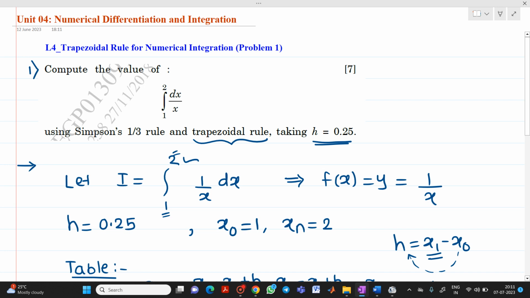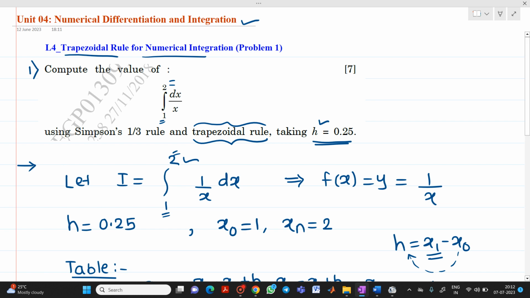In this video lecture, we are going to discuss a topic from numerical differentiation and integration. Today we will solve a trapezoidal rule problem for numerical integration. Let's see, we have the integral from 1 to 2 of 1 by x dx, and we have to solve this using the trapezoidal rule with h, that is step size, equal to 0.25.